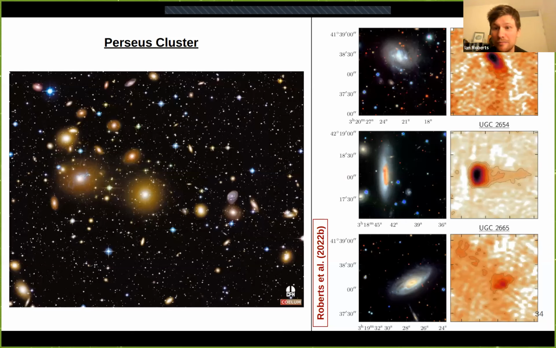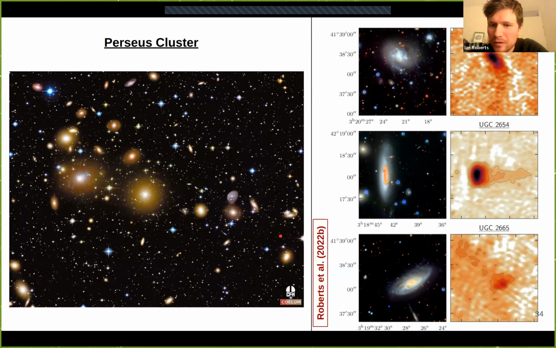So I'm going to show examples of a few different ways that we can constrain this possibility in a resolved way. In the Perseus cluster, which I'm going to talk about now. Also, I'm going to have one or two slides on some galaxies in the Coma cluster as well. And then a broader survey with some CFHT imaging. But let's talk about the Perseus cluster first.